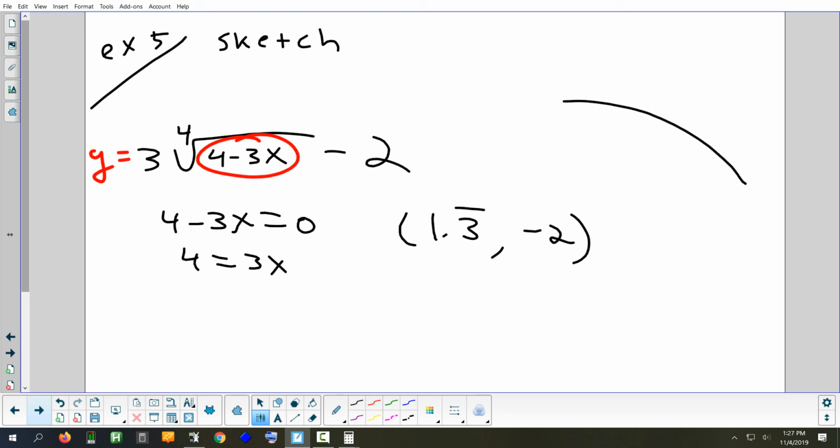Why is it curving to the left? What caused that to happen? A -3. Yep. This negative right here. If that was a positive, then you could have picked numbers that were bigger. It would have gone this way. Okay, so any questions on that?